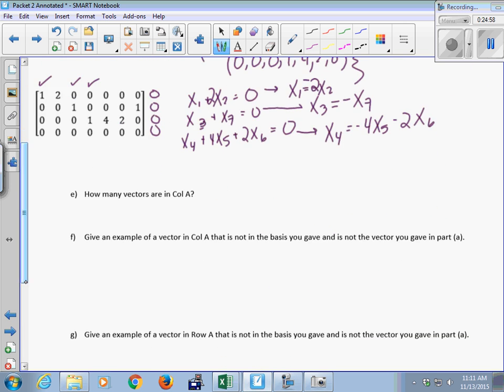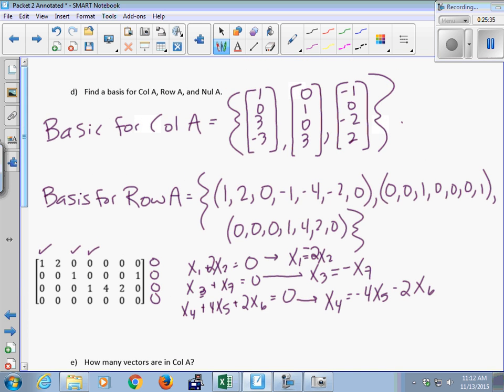Okay, how many vectors are in Col A? Nope. Infinite. I tricked you, right? You all assumed I was talking about the basis of the column space of A, but the column space itself is the set of all linear combinations of the columns of A. There are infinite possibilities because you can put any weights. The basis is just those three vectors. So there are three vectors in the basis for Col A.